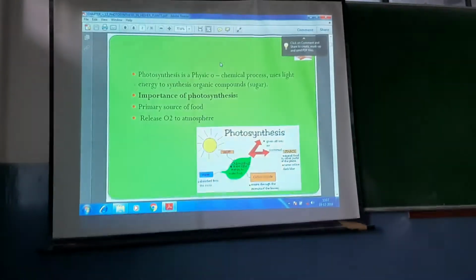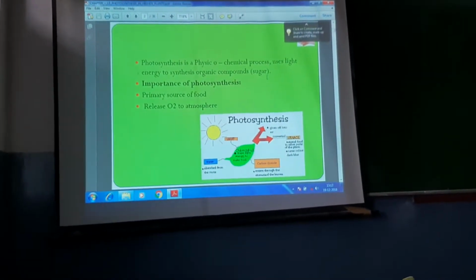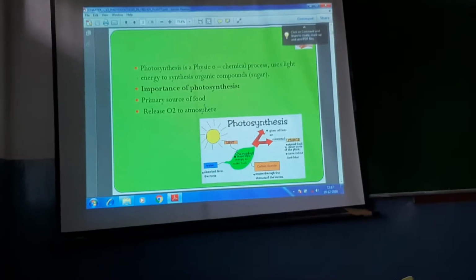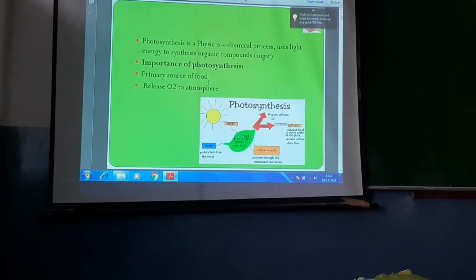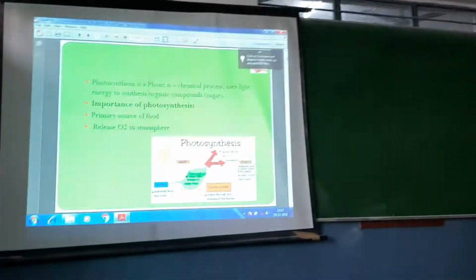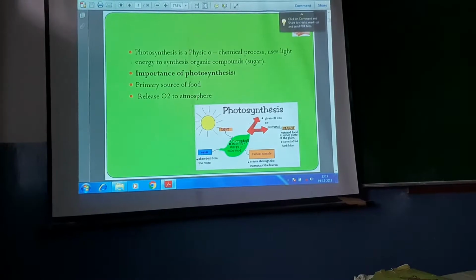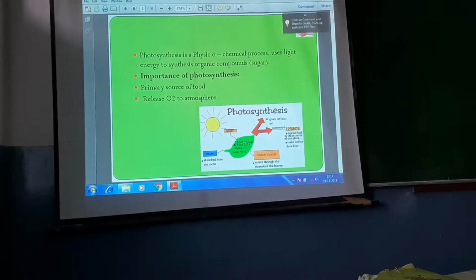So it is a physical as well as a chemical process, physico-chemical process which uses light energy to synthesize organic compounds like sugar. Okay. Primary source of food is by photosynthesis and release of oxygen to atmosphere. Formation of food and release of oxygen to atmosphere is an important function of photosynthesis.